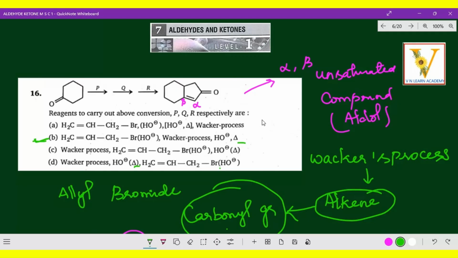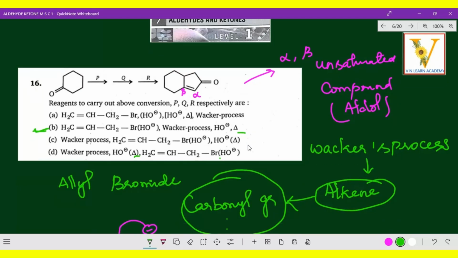HgSO4 and dilute H2SO4. First question. So, how do we observe? What is the point we have got in that question? In that question, see, alkyne is converted to carbonyl compound. Here alkene is converted to carbonyl compound. I think you both got that idea.